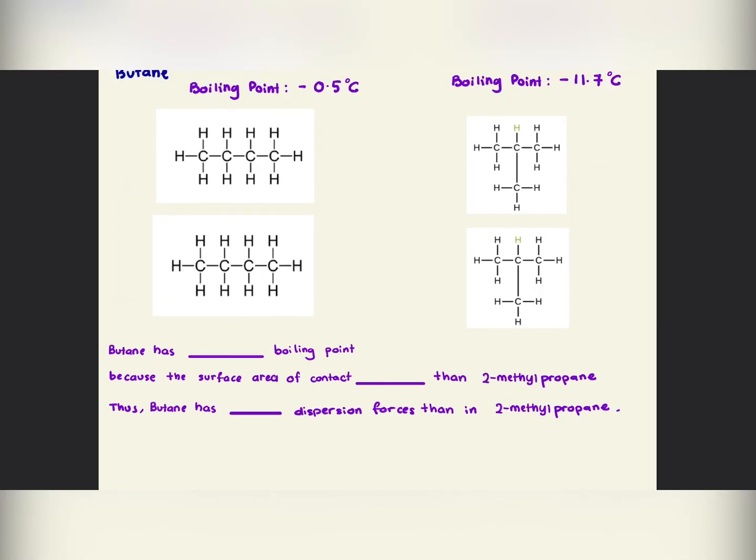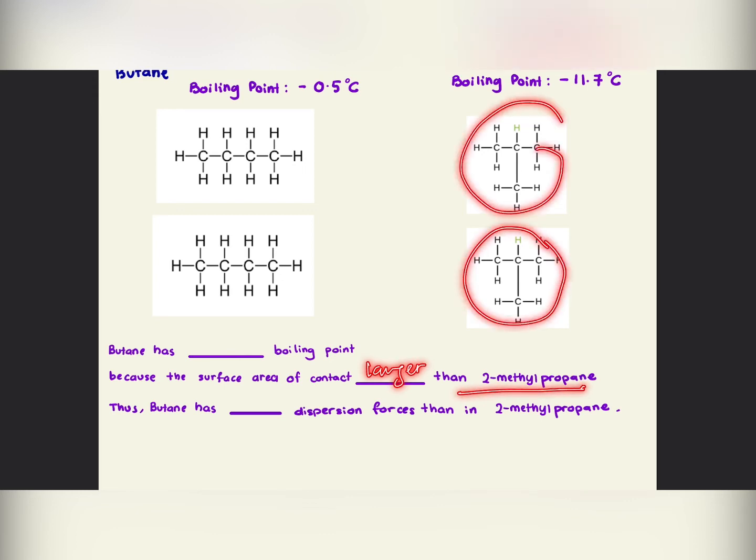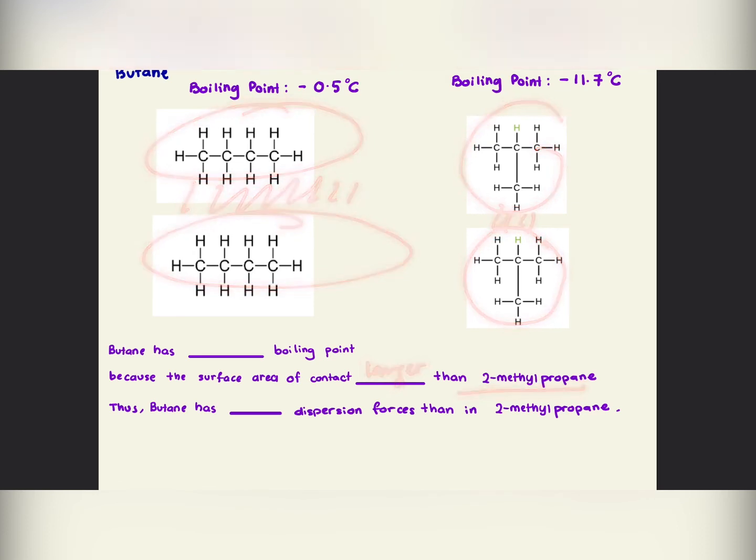Let's have a look at the explanation. So if you compare butane and also 2-methylpropane, so butane will has higher boiling point. Why? Because the surface area in contact for butane is larger than 2-methylpropane di sini. Okay, boleh nampak perbezaan dia. Thus, butane will has stronger dispersion forces compared to 2-methylpropane.